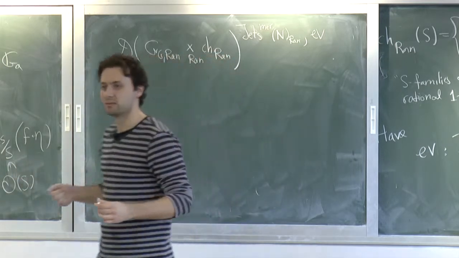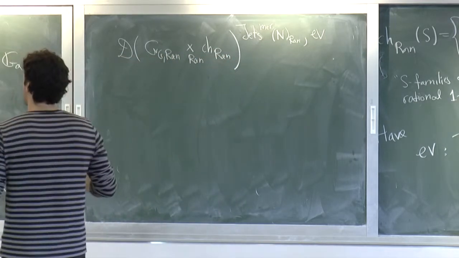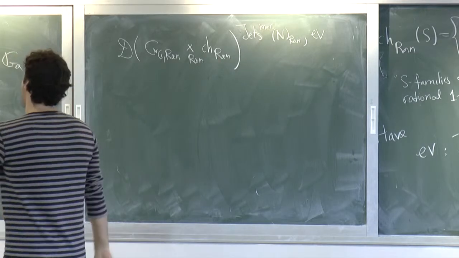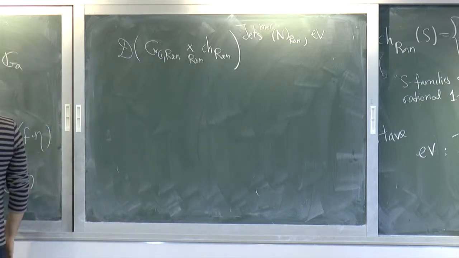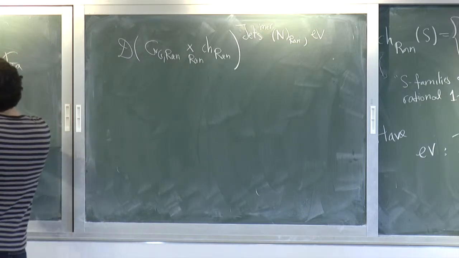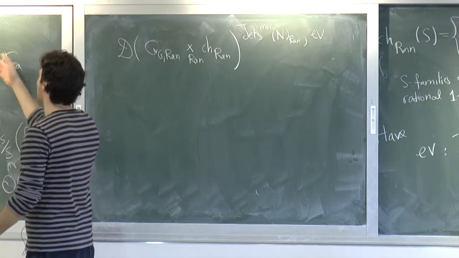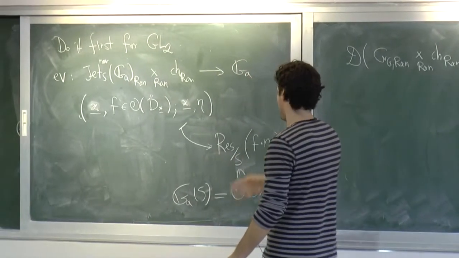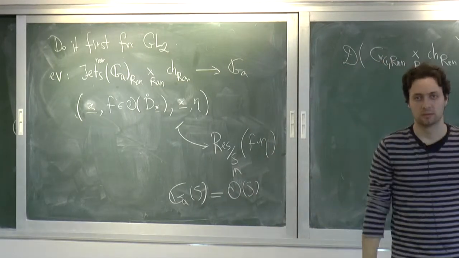Should I say it again? So that's the computation for GL2. That's where the content is. And now for any G, you reduce to this situation on each root space. You end up with a bunch of functions on S. Sum them up, and you get your result.